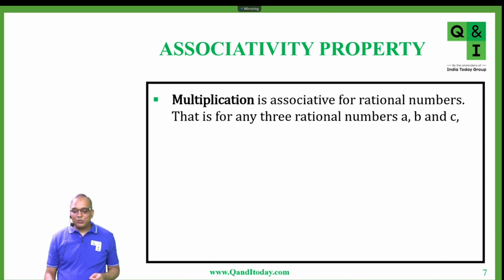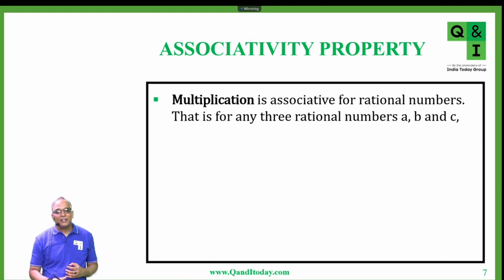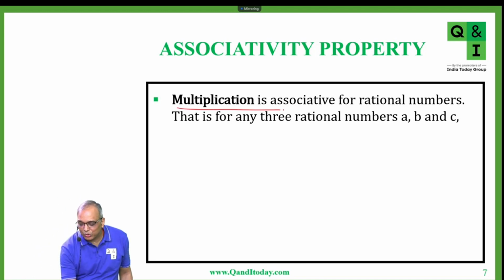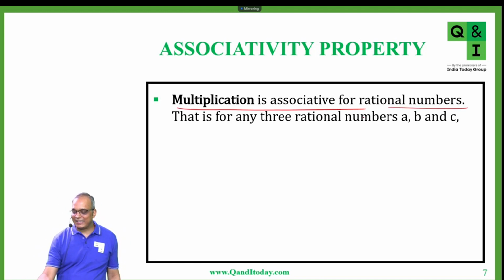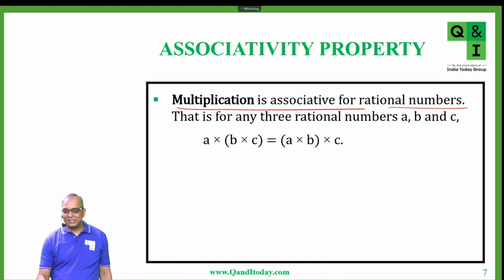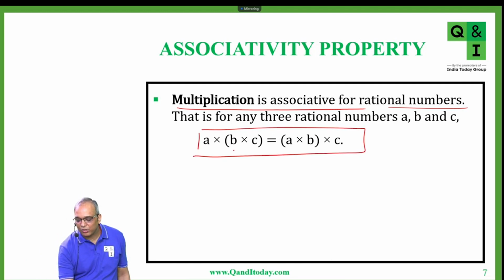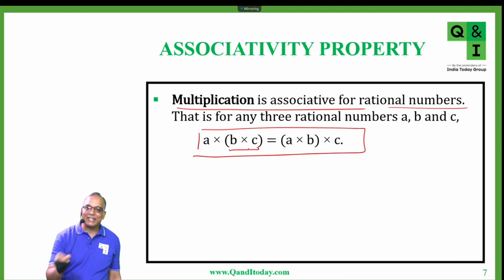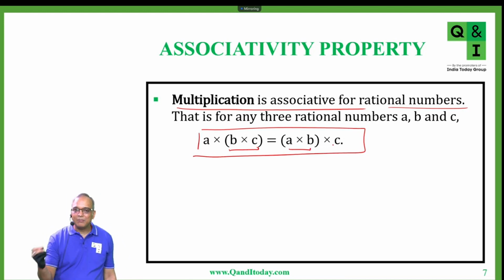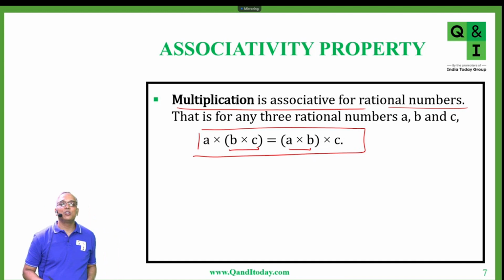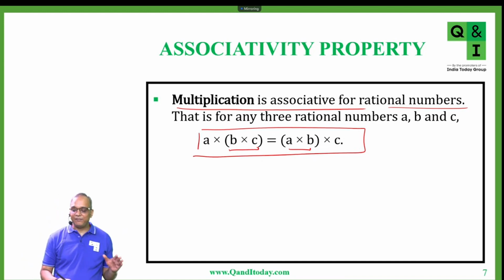Now let's come to the associative property for multiplication. So multiplication is associative for rational numbers. That is, for three rational numbers A, B, and C, A into B into C. So if you multiply B and C first and then multiply A, or you multiply A and B first and then multiply C, the result is going to be the same. So we say that multiplication is associative for rational numbers.